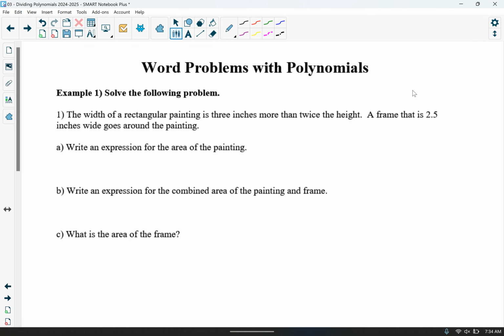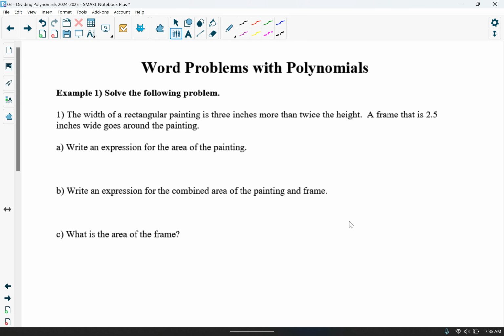Okay. So now that we're comfortable dividing a polynomial by a monomial, we're going to look to apply our polynomial skills into a word problem. So we have the width of a rectangular painting is 3 inches more than twice the height. A frame that is 2.5 inches wide goes around the painting. Write an expression for the area of the painting. Write an expression for the combined area of the painting and the frame. What is the area of the frame?